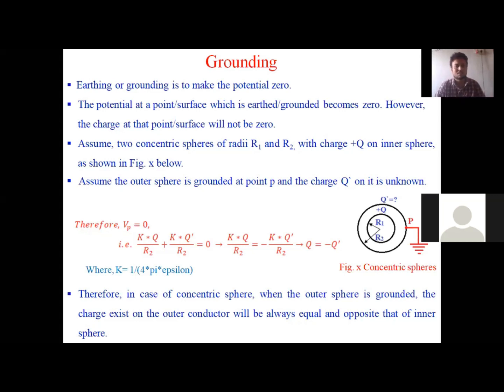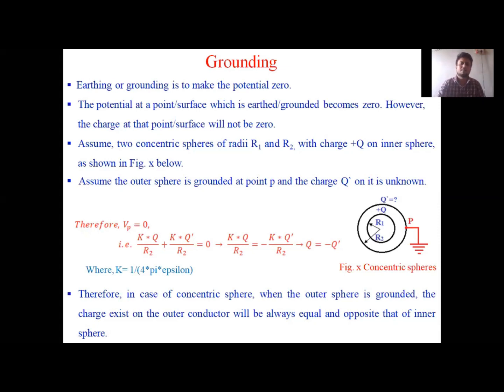To understand the concept of grounding, let us consider an example. I have 2 concentric spheres of radius R1 and R2. You can see over here. Assume the charge on the inner sphere is plus Q, and we don't know the charge on the outer sphere. So let us say the charge on the outer sphere is Q dash, which is an unknown charge, and we have to find out that particular charge.